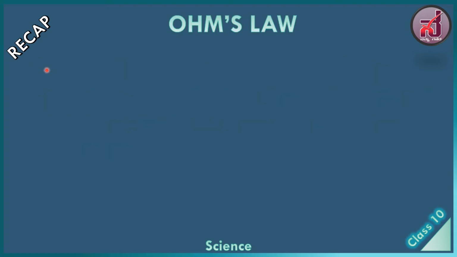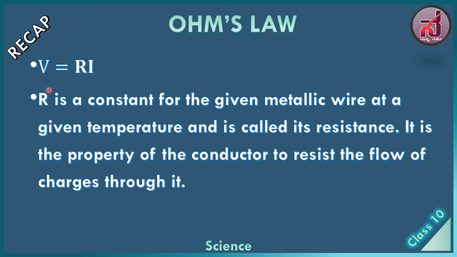Mathematical representation of Ohm's law is V = R I. V equal to R into I. R is a constant for the given metallic wire at a given temperature and is called its resistance. It is the property of the conductor to resist the flow of charges through it.